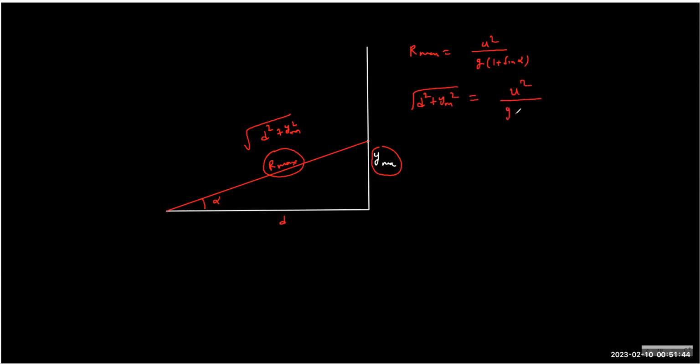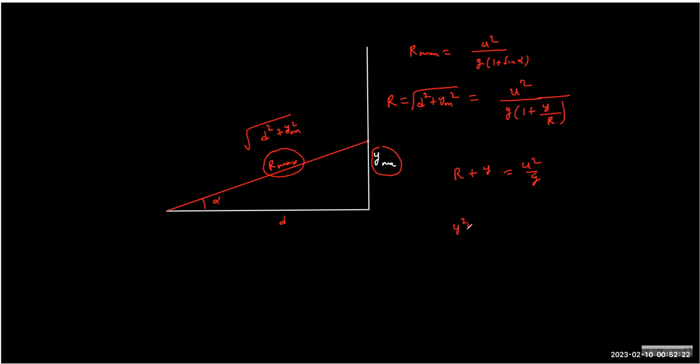But I guess using trigonometry would be easier. So now sine alpha we can write as Y max upon R max. Let's call this R as of now, that's easier to solve first. So the answer is R into 1 plus Y upon R. Am I right? So I can multiply: R plus Y equals u square by g. Correct? Yes.